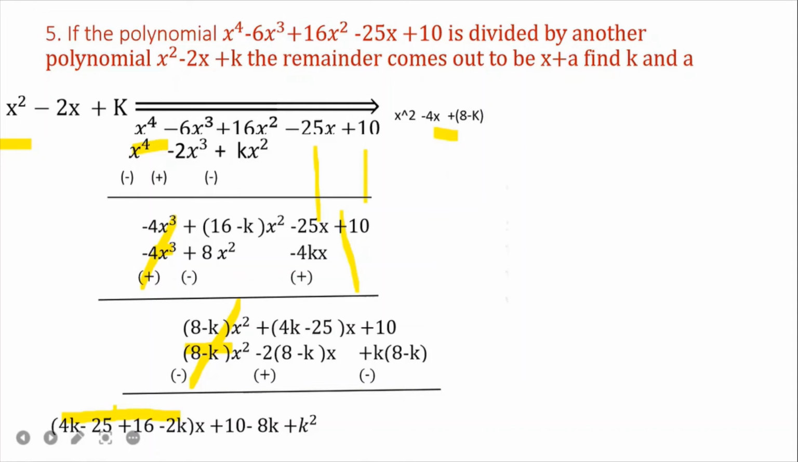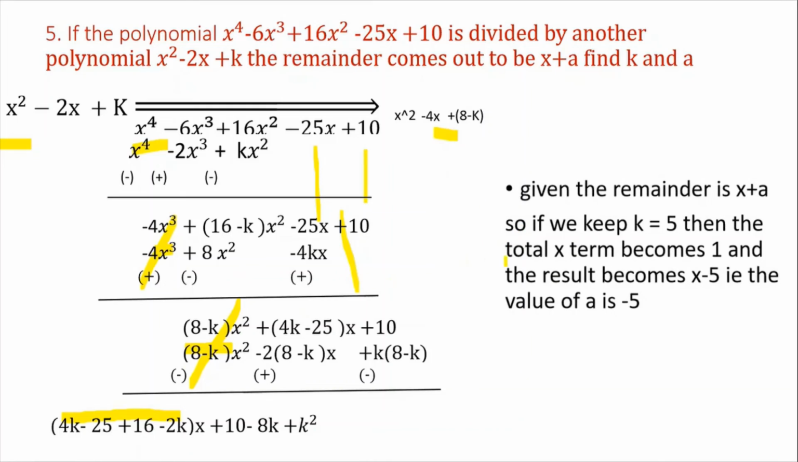If you consider k is equal to 5, then 4 into 5 is 20. 20 minus 25 is minus 5. Minus 5 plus 16 is plus 11. And plus 11 minus 10 is equal to 1. So for k value of 5, we are getting the total term in the bracket becoming 1.